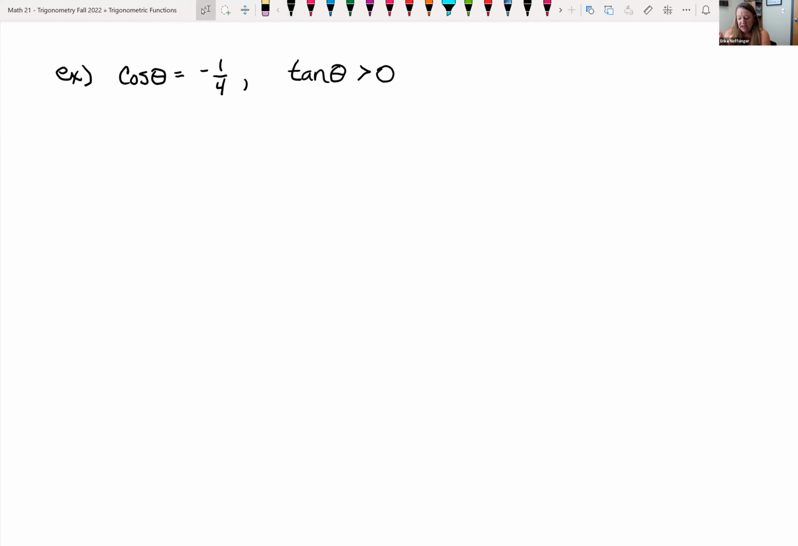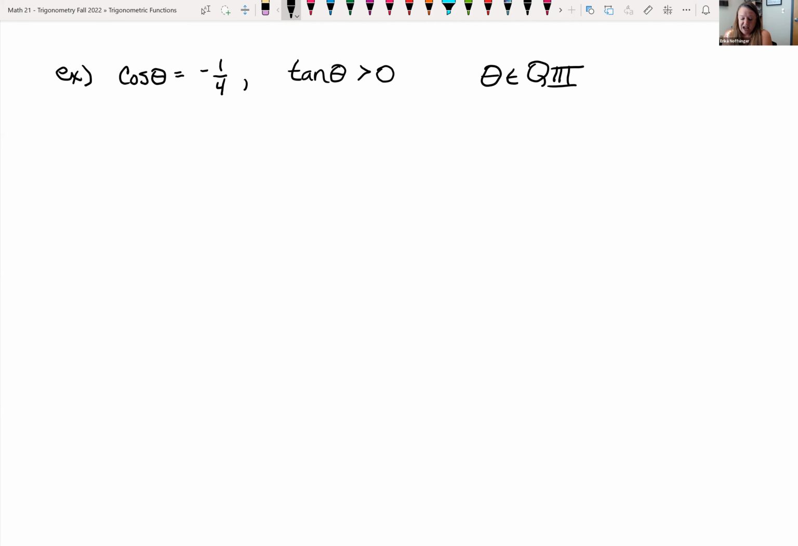Well, tangent theta is positive in 2 quadrants. Tangent theta is positive in the first quadrant. All of our trigonometric functions are positive in the first quadrant, but it's also positive in the third quadrant. So cosine theta is a negative value, and so it can't be in the first quadrant. It would have to be in the third quadrant. So we know that theta, in this example, is in quadrant 3. And so based off of that, we know which trigonometric functions are positive and which are negative.